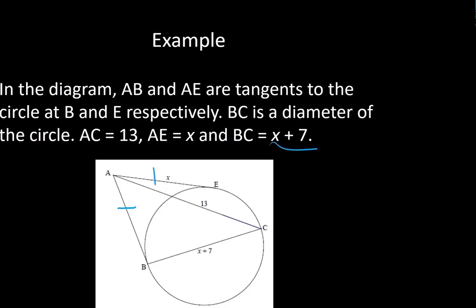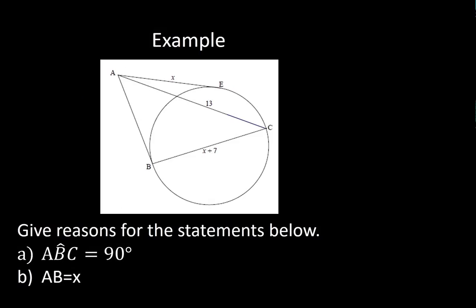Now, the very fact that we've already marked AE equal to AB means I can already see that the length AB is going to be x. Why? Because it's equal to AE, and those are tangents from a common point. But let's see what the question asks. It says, give reasons that angle ABC, this one, is 90 degrees.